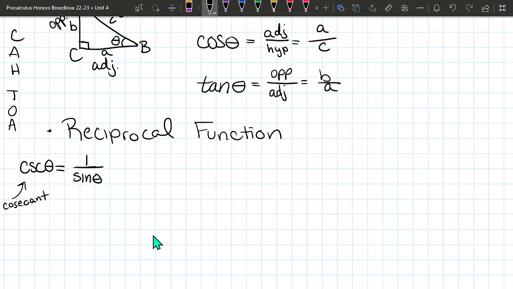Cosecant, is it A-N-T or E-N-T? A-N-T, all right. And then we could do the same thing with cosine. If we had cosine and we had 1 over cosine theta, that would be secant theta. So secant theta equals 1 over cosine theta. And then if we wanted the reciprocal of tangent theta, that would be 1 over tangent theta. It would be cotangent theta.